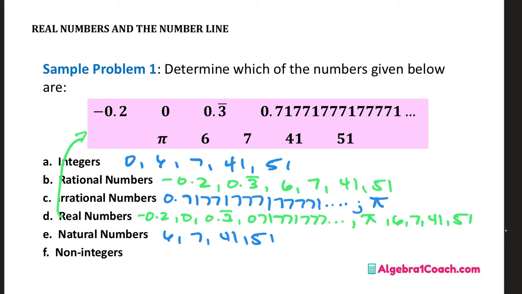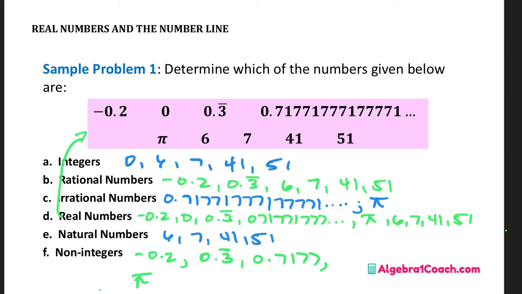What about non-integers? Non-integers, what are integers? Integers are going to be numbers that are formed by the whole numbers, right? All positive. So whole numbers starting with 0, 1, 2, 3. And we add the negative numbers too as well. So what isn't a whole number? Well, it's going to be negative 0.2, 0.3 repeating with the 3 there. And of course, all these would be non-integers, and pi.